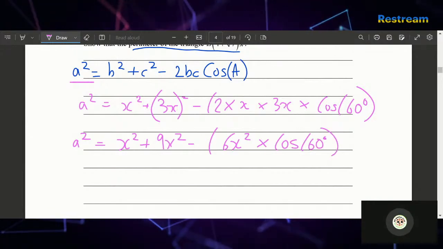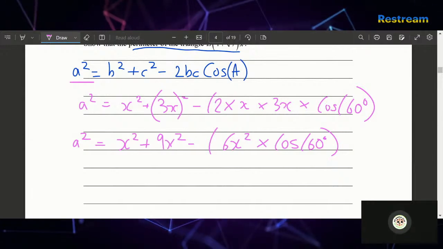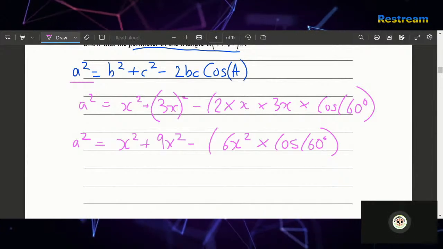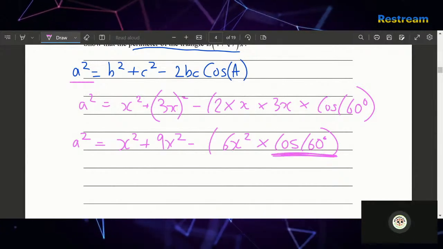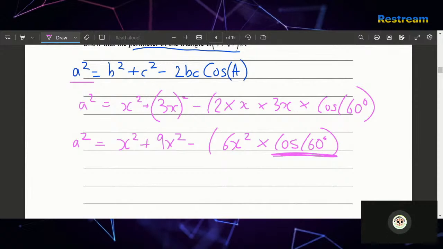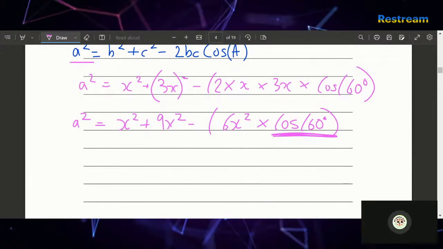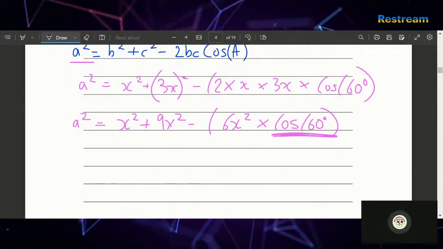Now, since this is a non-calculator paper, you will have to use your memorized values to figure out what cos 60 is. So they require you to memorize certain values. I don't know if you've revised the memorized values of what they are. If not, I have a quick trick of showing you how to revise them.